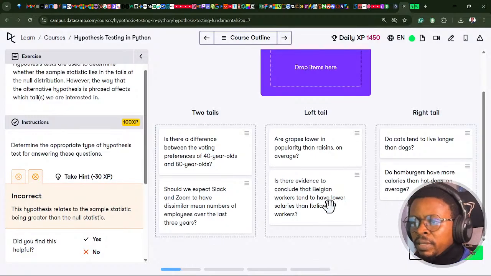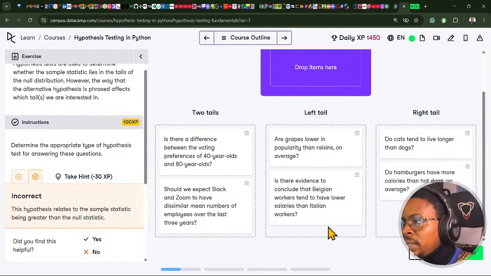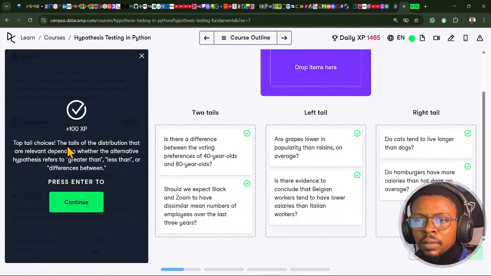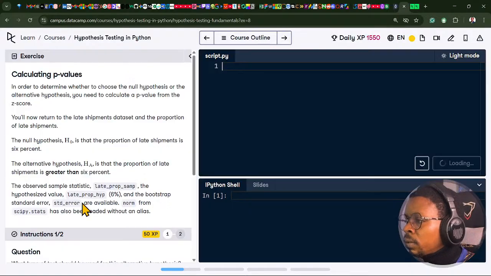Is there evidence that Belgian workers have lower salaries than Italian workers? Those are two tails because the alternative is a difference. The hamburgers having more calories than hot dogs on average is a right tail. The alternative is greater than the null. Interesting. So the tail that is relevant depends on whether the alternative hypothesis refers to greater than or less than, or a difference between. Okay.